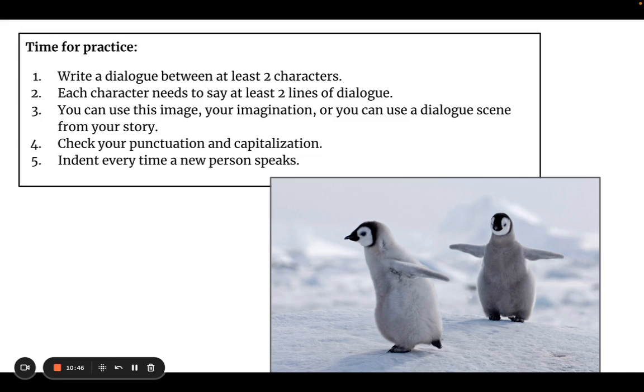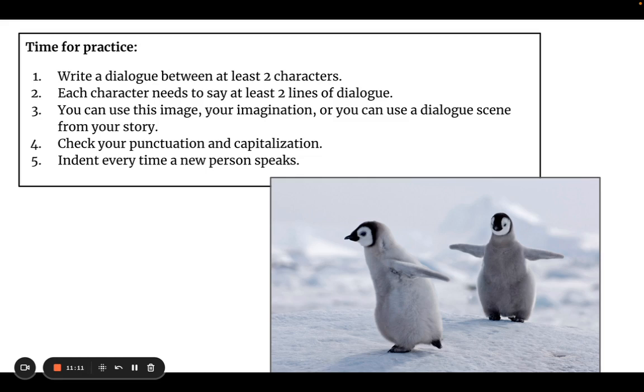So now you're going to practice. You're going to write a dialogue between at least two characters. Each character needs to say at least two lines of dialogue. You can use this image of these little penguins. What would they be saying? You can use your imagination, or you can use a dialogue scene from your story. Check your punctuation and capitalization and indent every time a new person speaks.